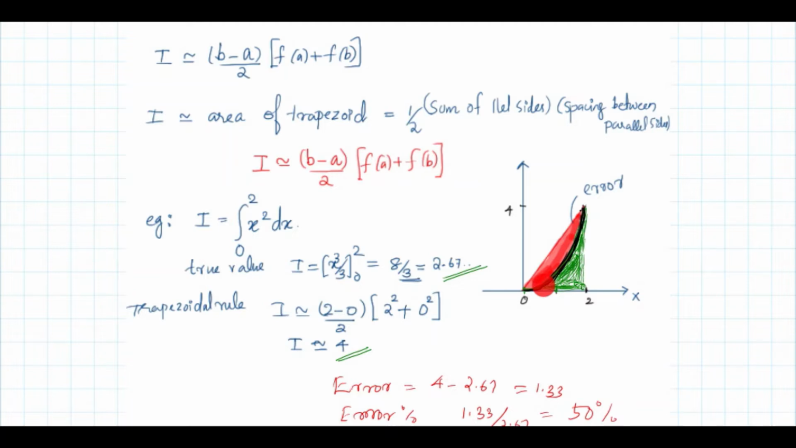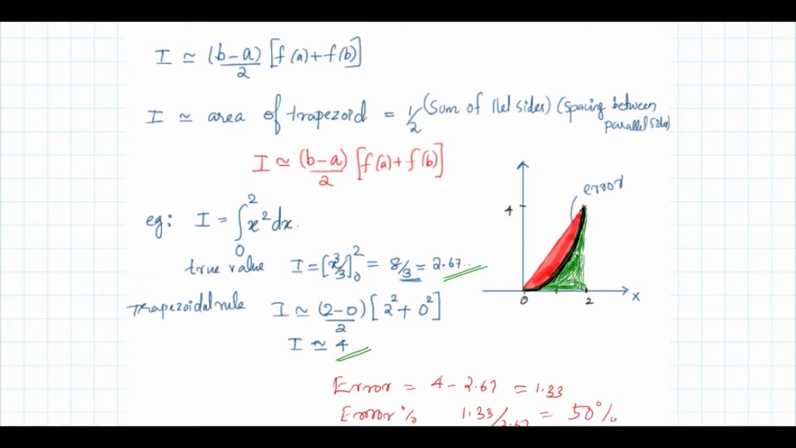So what is the problem here? The original curve is a quadratic one. The area under this graph is this green portion. In the trapezoidal rule, what we are doing is fitting a straight line between the endpoints, from 0 to 2, and that straight line should pass through the function curve. At both endpoints, the function curve and this straight line should match. That is the idea.